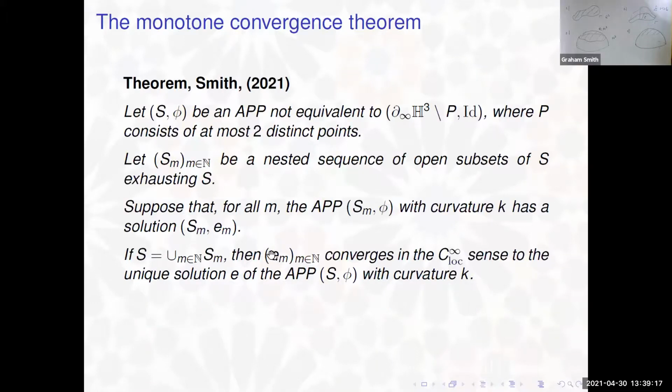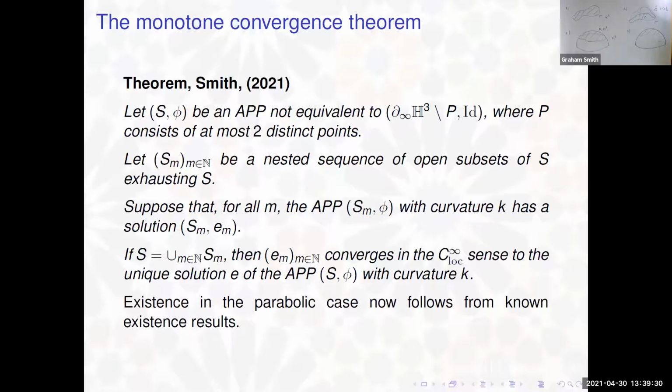Under these conditions, the sequence of immersions converges in a C infinity loc sense to the unique solution of the asymptotic Plateau problem of curvature K. So this is really the result that makes everything work. Once you have this monotone convergence result, existence in the parabolic case immediately follows from the one result.